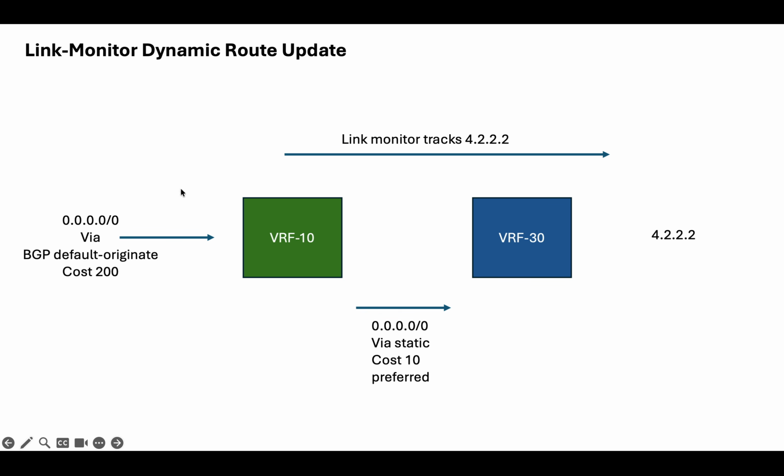So how do we do that? We use a feature called link monitor. And what link monitor, as the name suggests, does is monitor an external IP address. All right. If that IP address is healthy, then the static default route will stay in the routing table. If that fails, then that static route will disappear and the BGP default originate will float in.